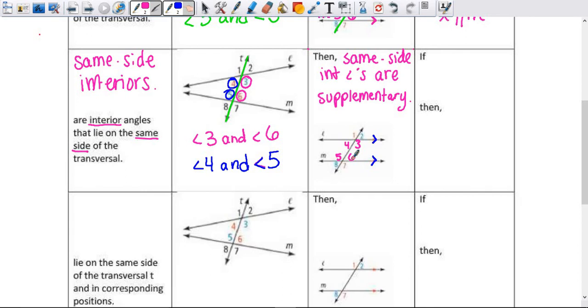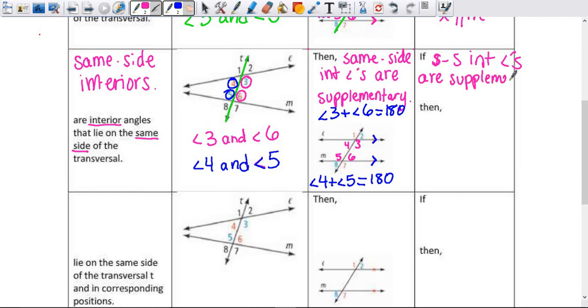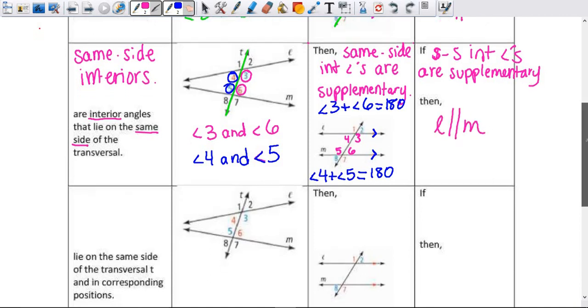Okay, so then angle 3 plus angle 6 needs to equal 180 degrees if those are supplementary. The other example would be angle 4 plus angle 5 needs to equal 180 degrees if same side interiors are supplementary. So then the converse would be: if same side interior angles are supplementary, then L is parallel to M. Then I would know the lines are parallel.